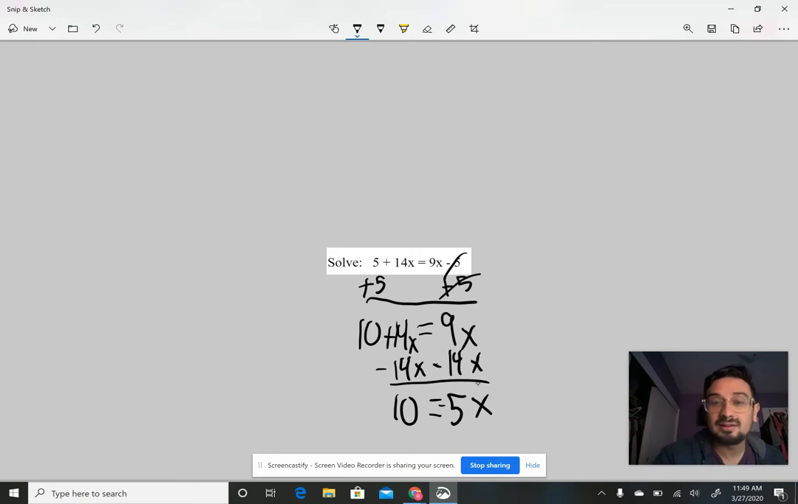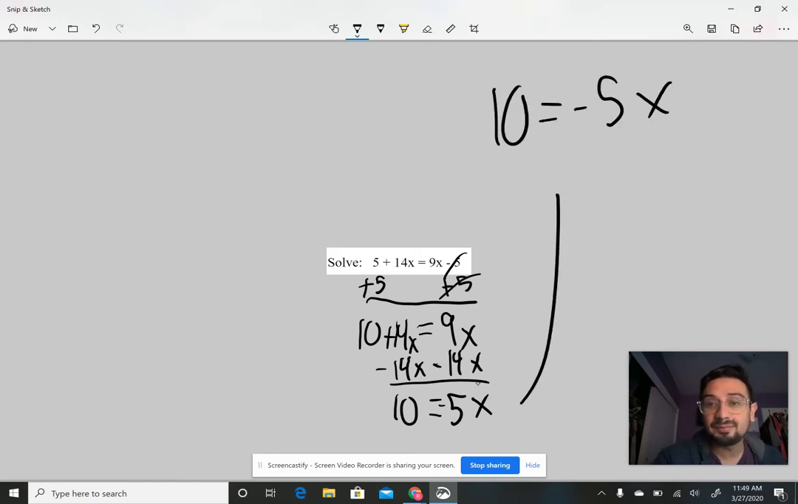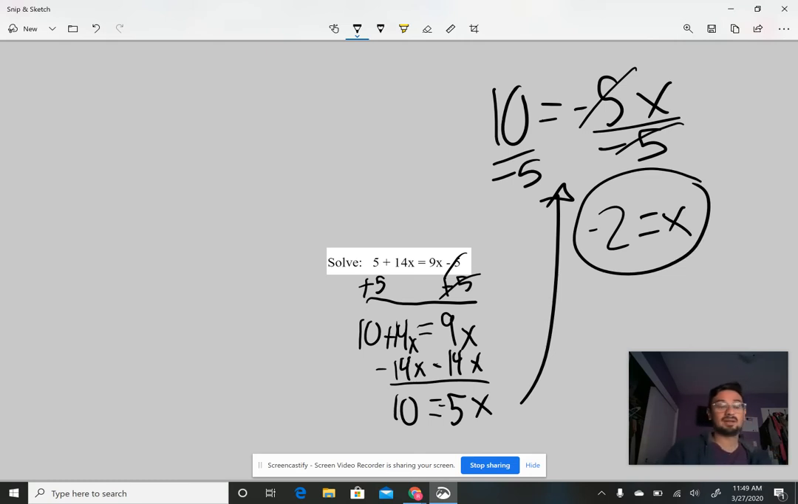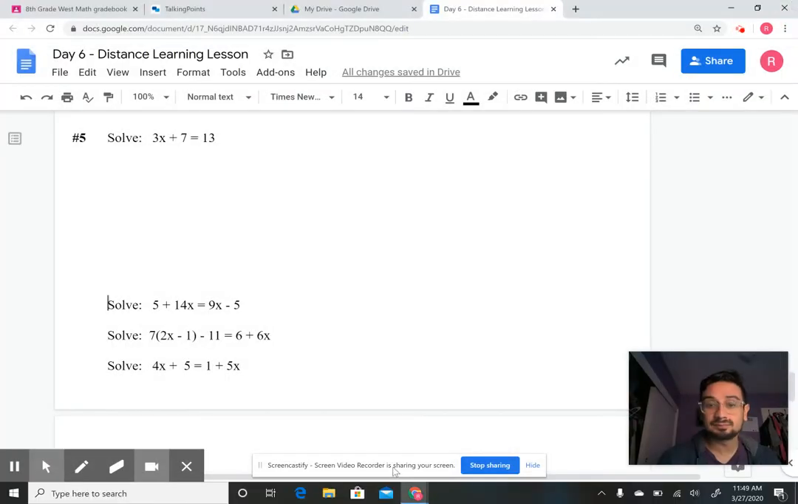And then 10 equals negative 5x, because I'm out of room. So last thing you do is divide by negative 5. And then negative 5 divided by negative 5, they cancel out. Negative 2 equals x. Okay. Negative 2 equals x, and that's the answer for that one. So we got 2 more to solve.